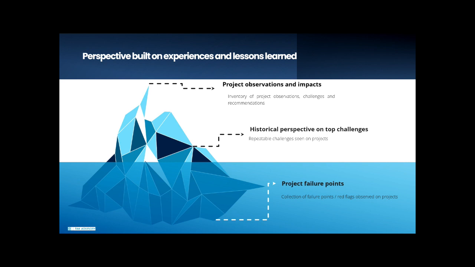During the health check process, we utilize a number of historical sets of information to help us evaluate potential risks on the project. The input from the project team and artifacts, along with this information, help us triangulate into potential risks on your projects. You will note that we use project observations and impacts from previous jobs, a historical perspective on top challenges, certain repeatable challenges we see on most projects, and also we have a list of project red flags and failure points. You will not see all of these on your project, but when we start to see some of those, we'll use those as information for the analysis.